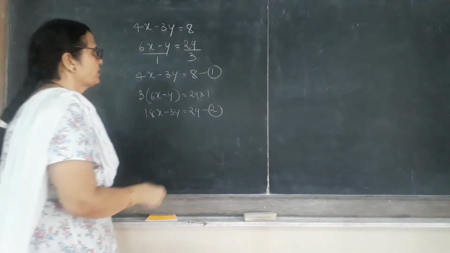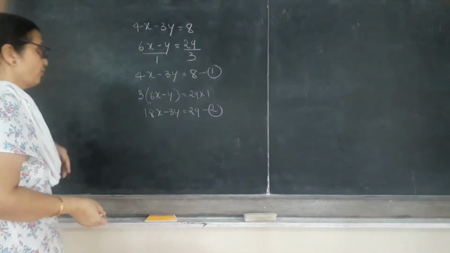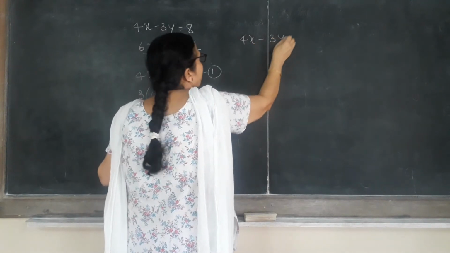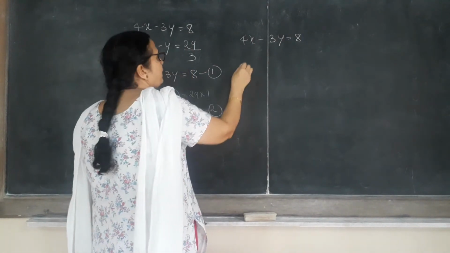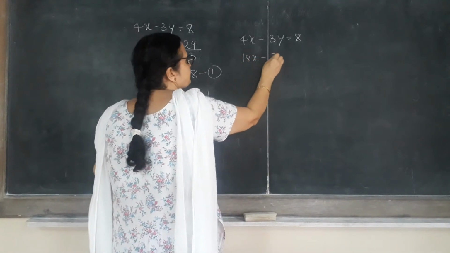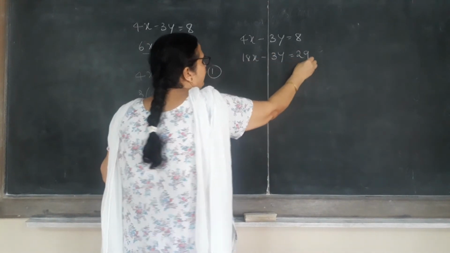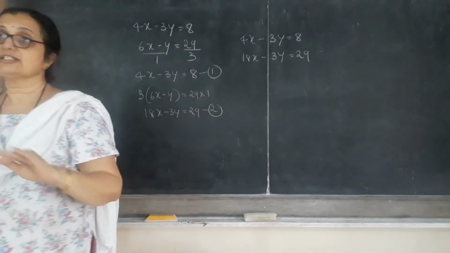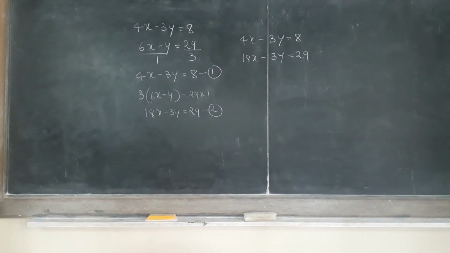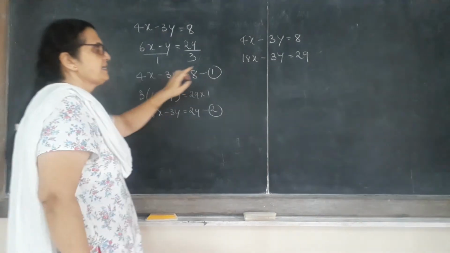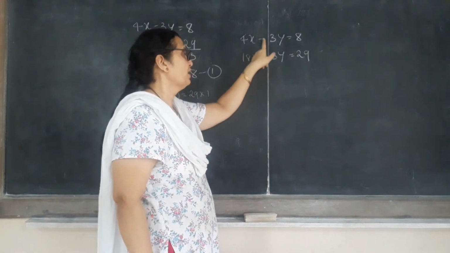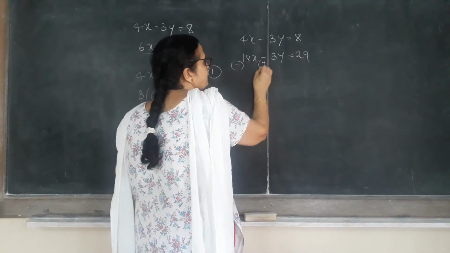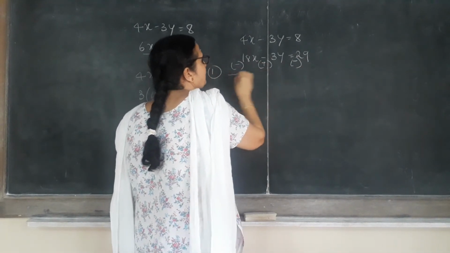Now I am taking the elimination method. So what is the first equation? 4x minus 3y is equal to 8. 18x minus 3y is equal to 29. Here just see the coefficient of y, they are same. So it is not necessary to multiply, but it should get cancelled. Both should have opposite signs. Here both are having minus, so we will change the sign. It becomes minus plus minus.